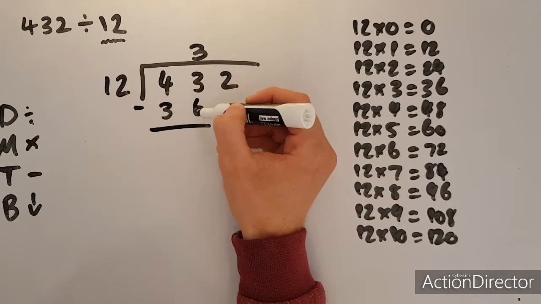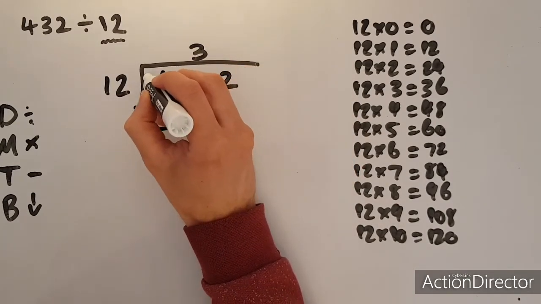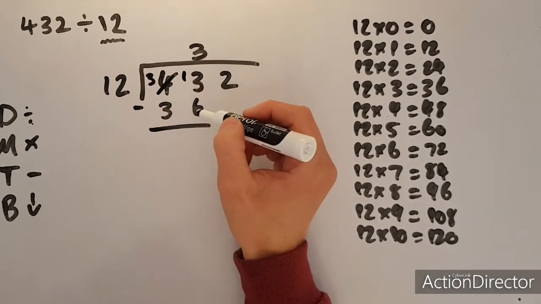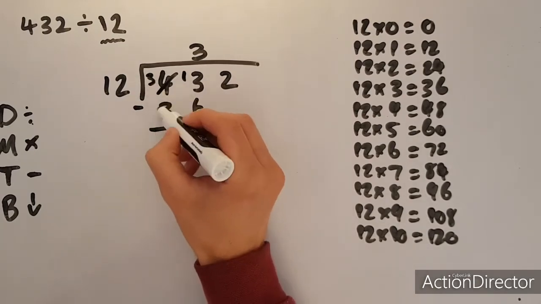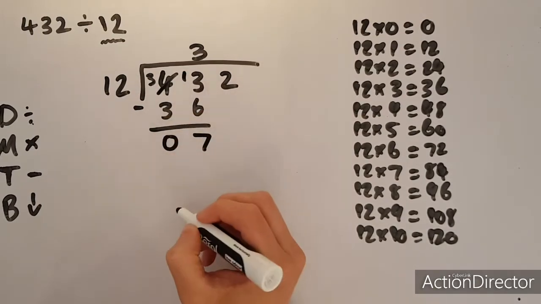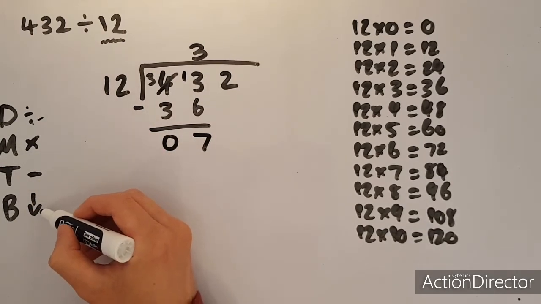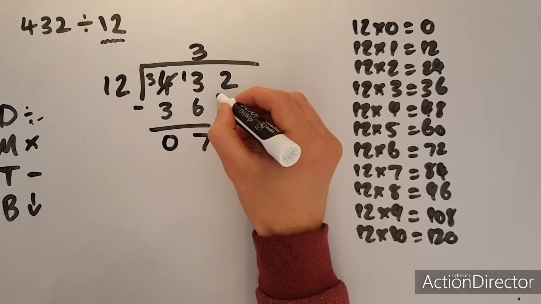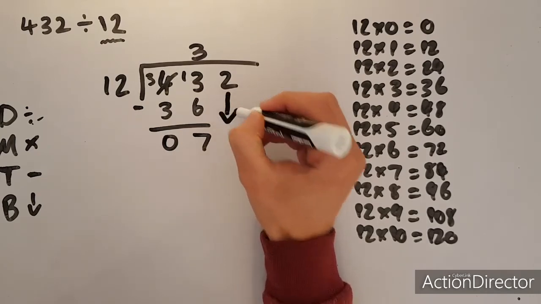3 take away 6, I can't do. So I'm going to rename, exchanging from the 4. The 4 turns into a 3, and this 3 turns into 13. 13 subtract 6 gives me 7. And then 3 subtract 3 is 0. So I've done my division, my multiplication and my takeaway. The last thing I need to do is the bring down. For the bring down, it's the number that's next, and here it's a 2. So I'm going to bring my number 2 down.